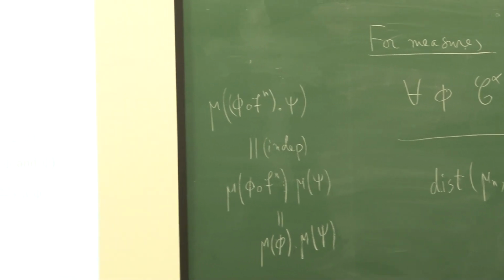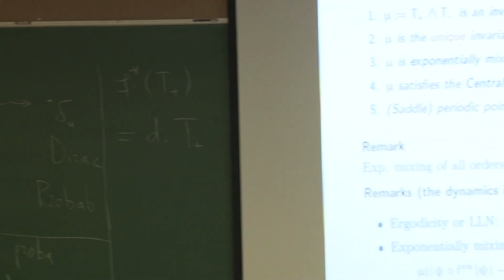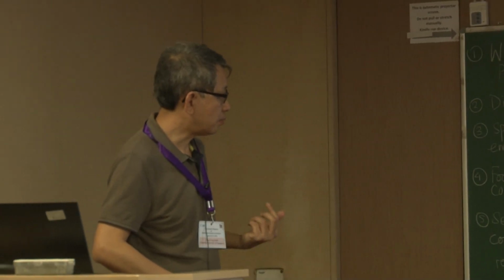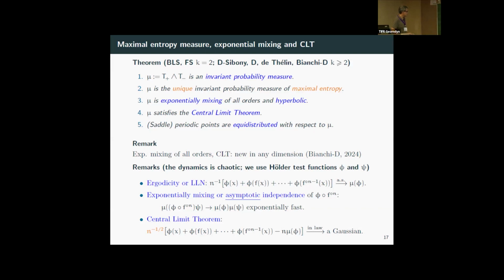But still, the system is going to forget the dependence very quickly. So this is exactly the notion of exponential mixing: this integral converges to this one exponentially fast. This is the exponential mixing of order 2, but this is true for any order, which means that instead of 2 functions, you can put more functions. For any number of functions, you have a similar statement.